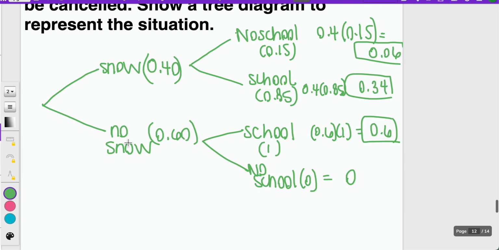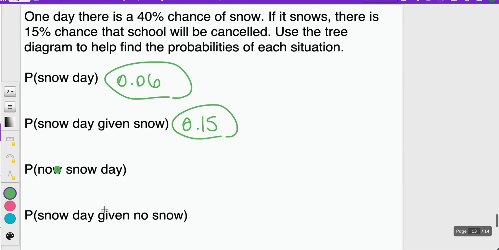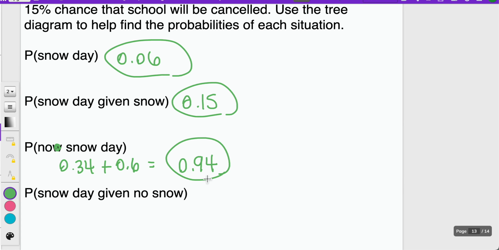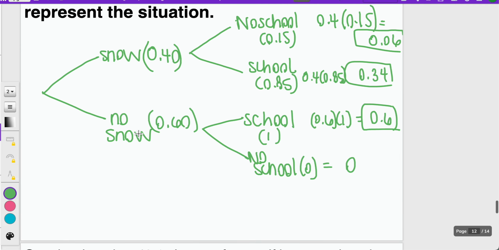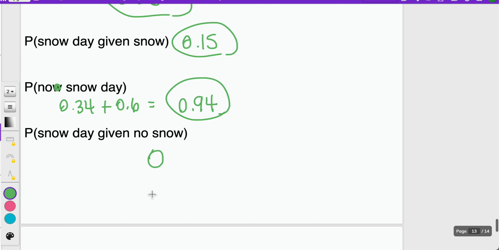which means I'm going to have school, or there's school with snow or school without snow. So that's 0.34 and 0.6, which would be about 0.94, which is not looking good for a no school. Snow day given no snow. No snow, no school. This is snow day. That is 0 probability. Okay?